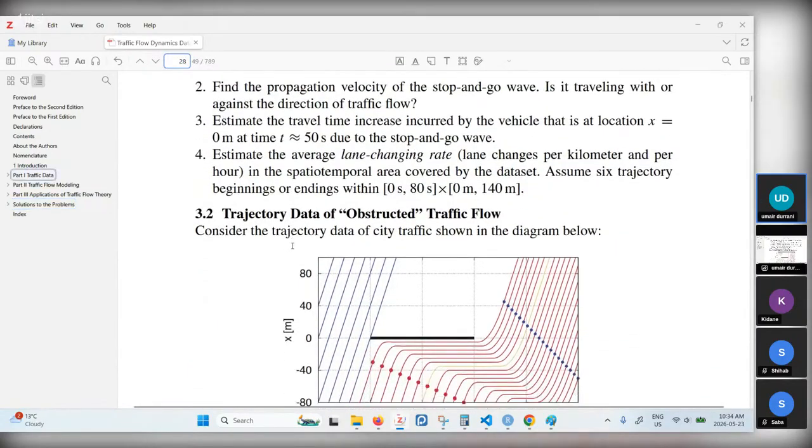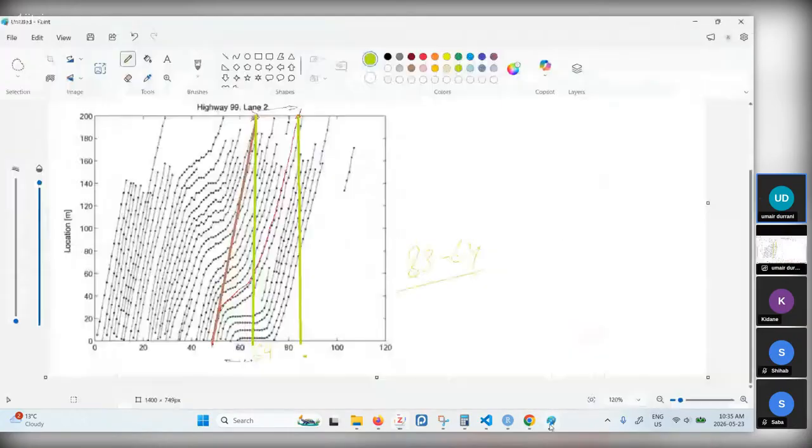Okay, next question. Estimate the average lane changing rate, lane changes per kilometer and per hour in the spatiotemporal area covered by the data set. Assume six trajectory beginnings or endings within 0 to 80 seconds and 0 to 140 meters. Okay, so in this case, they're saying to consider only this region, 0 to 80, 0 to 140. 0 to 80, that's here, and 0 to 140, that's here.